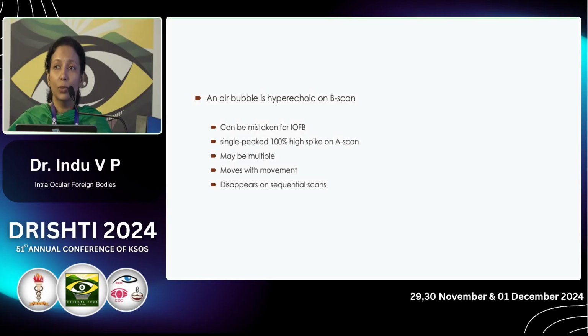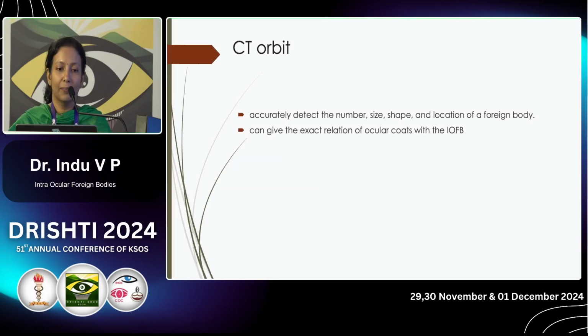Air bubbles can also enter the eye during penetrating injuries. They can be mistaken for foreign bodies. They produce a single-peaked 100% spike on A scan, and the differentiating features are they may be multiple, they move with movement, and they disappear on sequential scans. So CT orbit is considered to be the gold standard for identification of intraocular foreign bodies.